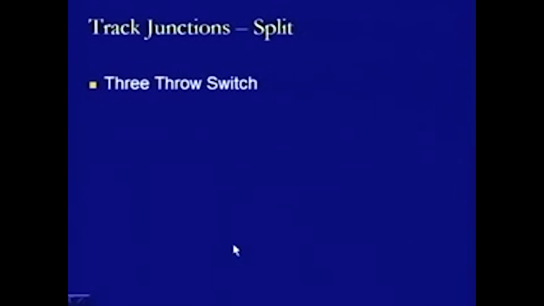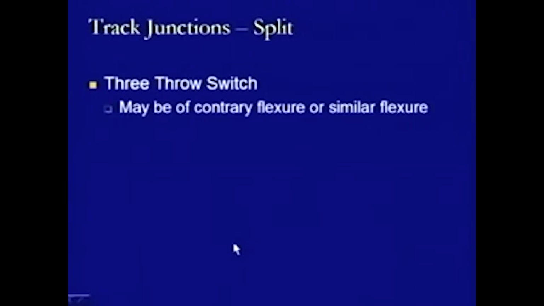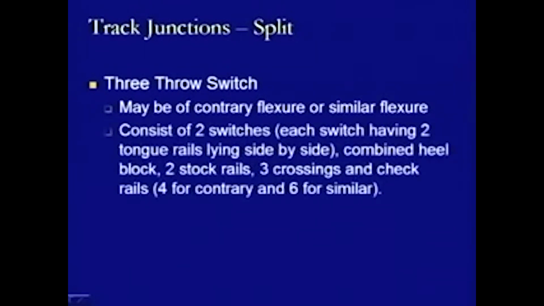Then we come to another category of the split track junction, that is the 3 throw switch. In the case of the 3 throw switch, it may be of contrary fracture or similar fracture, that is, if there are 3 switches, 3 throws which have been provided in 3 directions the traffic can move, then out of those it may happen that the 2 may be coming contrary to each other or may be having the similar fracture, as we have seen in the previous first 2 categories.